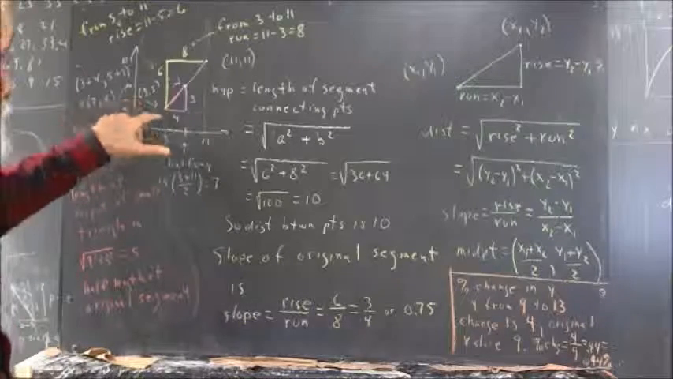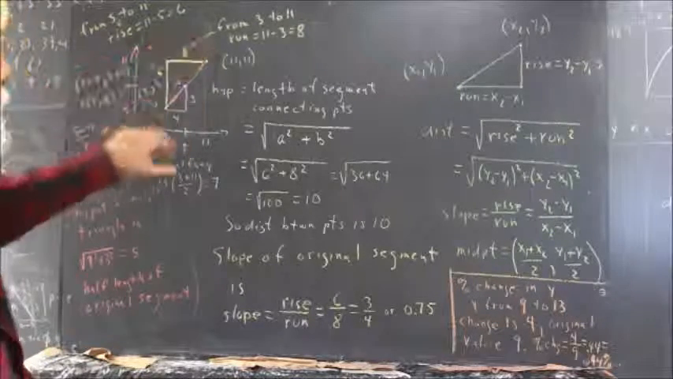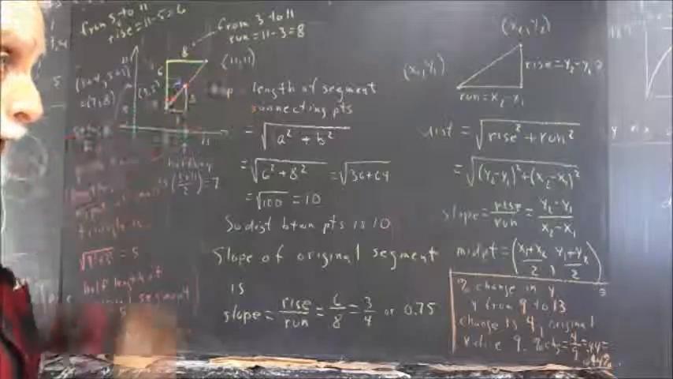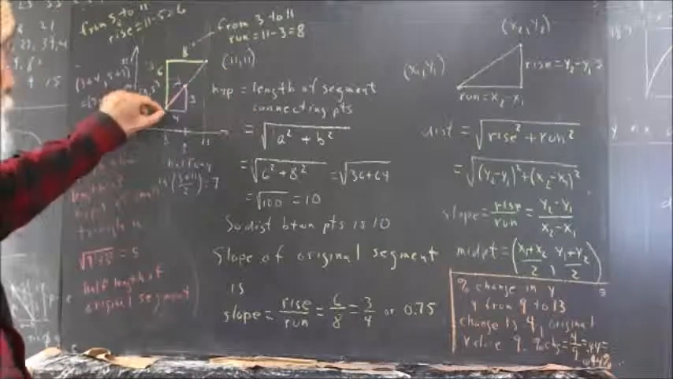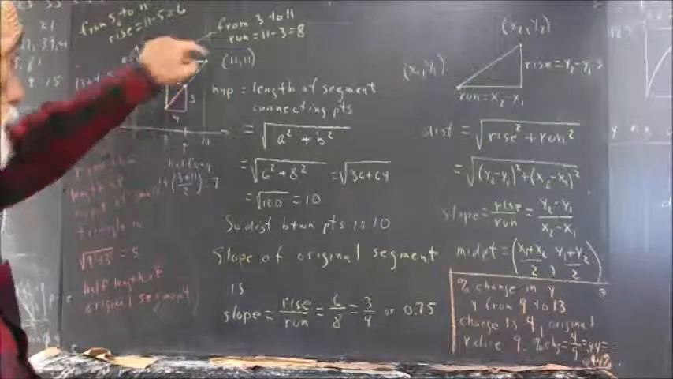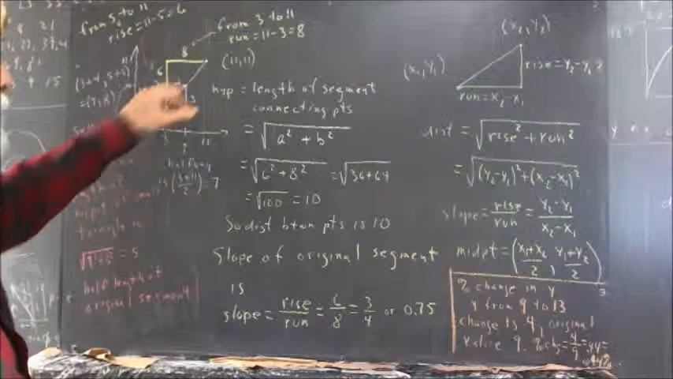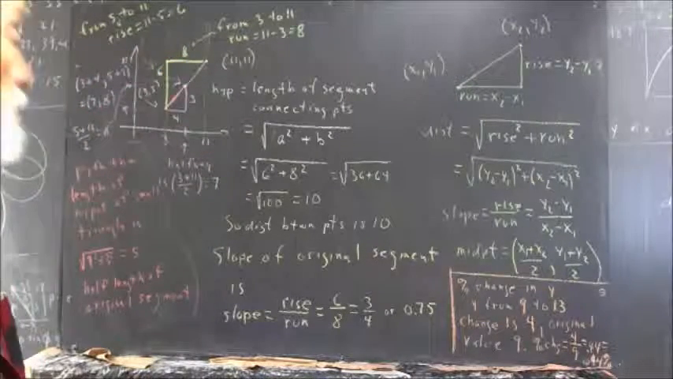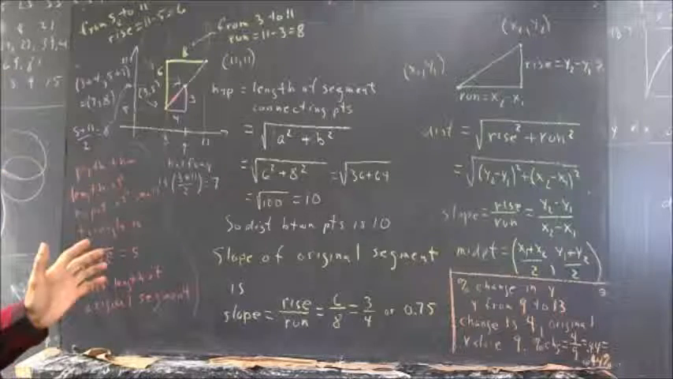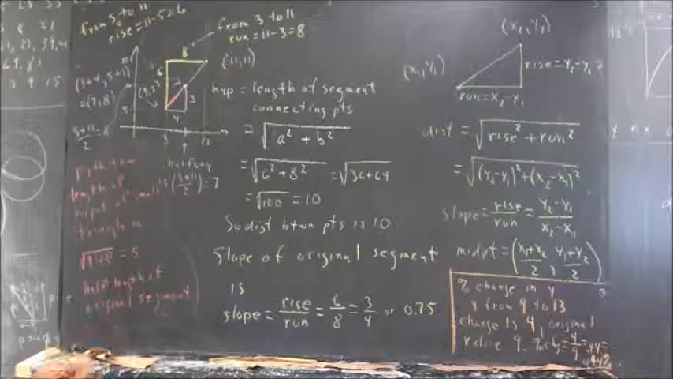Anyhow, we have two points. This point is (3, 5). This point is (11, 11). We connect the two points with a straight line segment, and that's going to form the hypotenuse of a triangle whose two legs are parallel to the two coordinate axes.